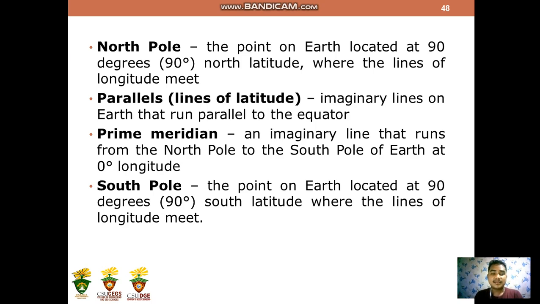Parallels, or lines of latitude, are the imaginary lines on the Earth that run parallel to the equator. The prime meridian is the imaginary line that runs from the North Pole to the South Pole of the Earth at 0 degrees longitude, located at Greenwich, England. The South Pole is the point on the Earth located at 90 degrees south latitude, where the lines of longitude meet.